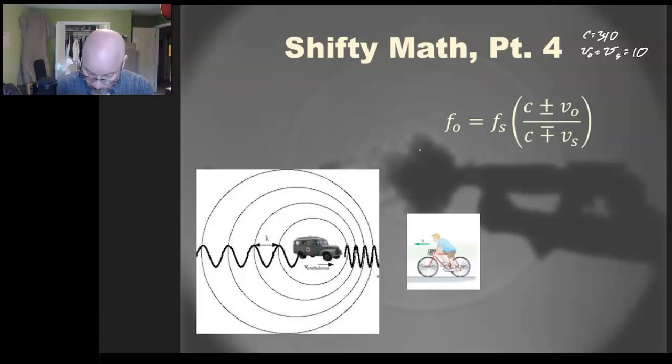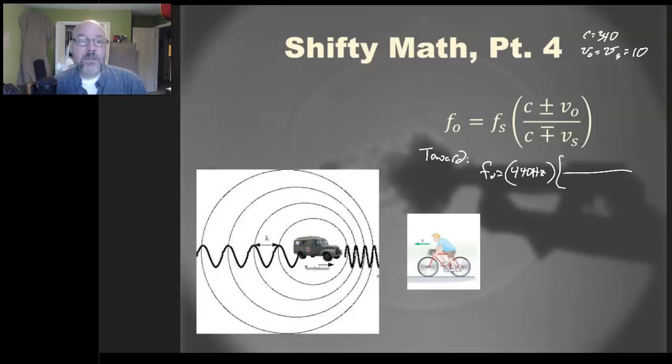All right, so if they're both moving towards each other, we've got this situation. So we're going to have the 440. Let's do the observer part first. If the observer is moving into the sound, the pitch has to go up. We need a larger numerator: 340 plus 10.